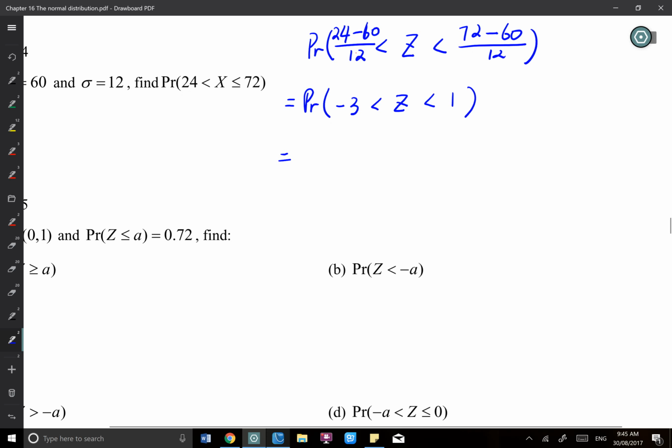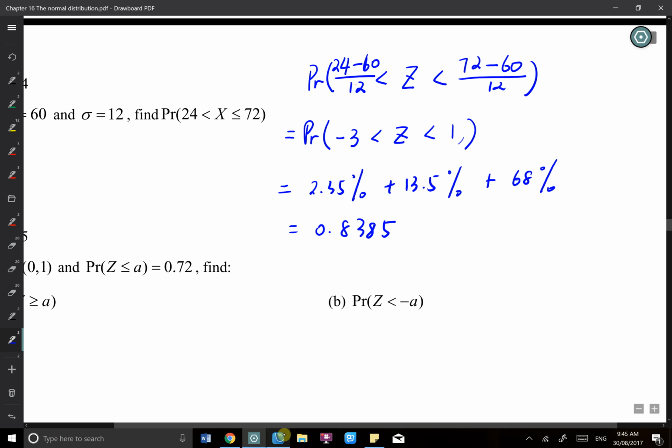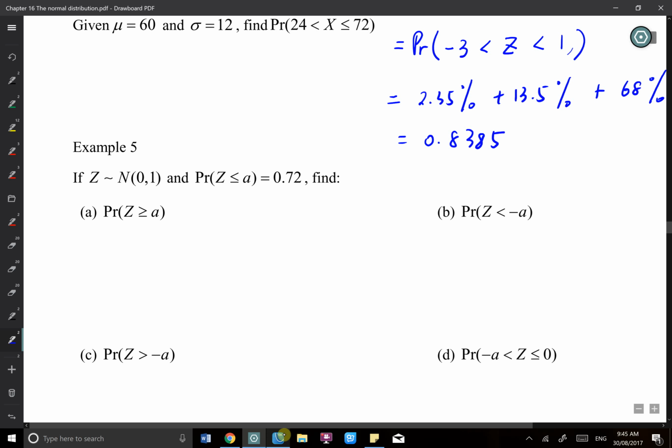If you don't have your notebook, you need to write that graph by yourself and then find the values. So that's 2.35% plus 13.5% plus 68%, which equals 0.8385. On the z normal, those must be special numbers. There's another type, and that is the z normal.